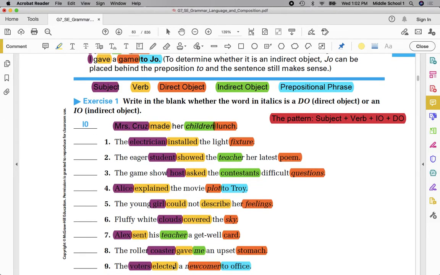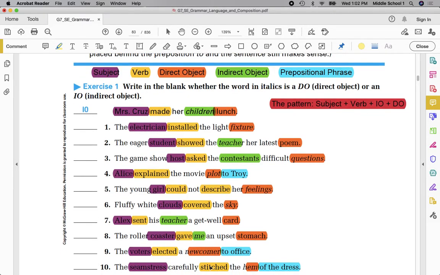Voters elected what? Newcomer. Number 9 is like number 4, which is like the example at the top of the page. This is a prepositional phrase. Newcomer, direct object. Number 10, seamstress stitched what? Hem. Prepositional phrase. Follows the pattern. Does not have an indirect object. That makes this a direct object.